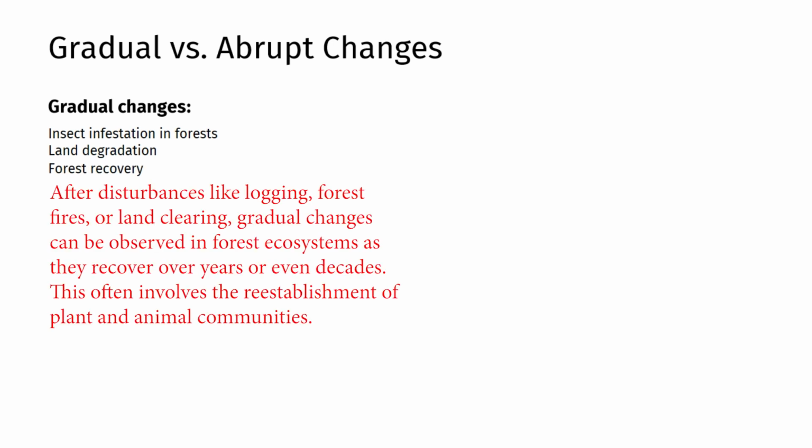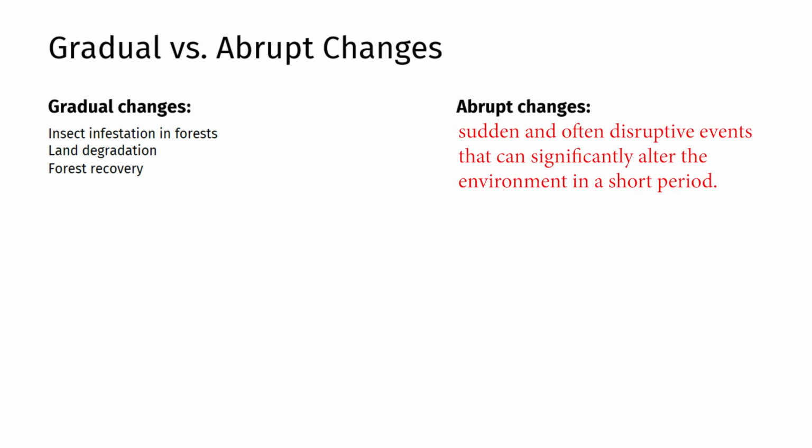Forest recovery. After disturbances like logging, forest fires, or land clearing, gradual changes can be observed in forest ecosystems as they recover over years or even decades. This involves the re-establishment of plant and animal communities. Abrupt changes are sudden and often disruptive events that can significantly alter the environment in a short period.